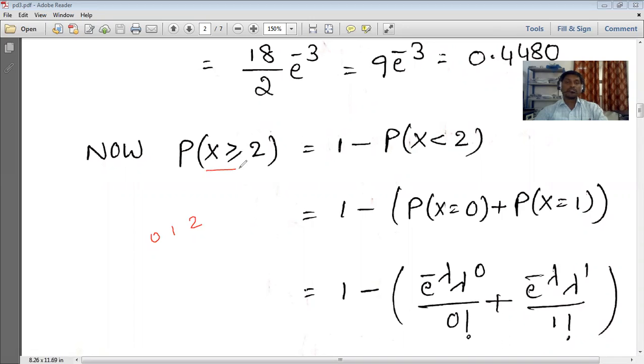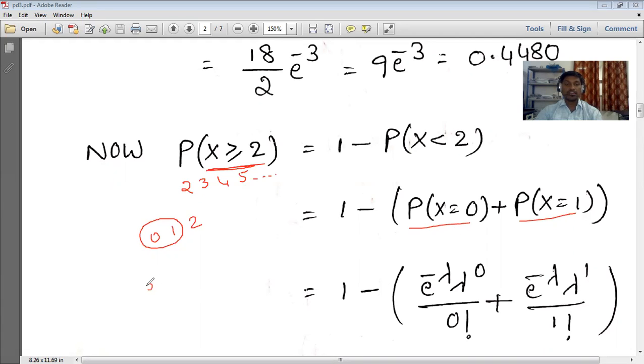So what is the meaning of this one? X greater than or equal to 2 means 2, 3, 4, 5 and so on. Okay, so this is x greater than or equal to 2, and this is x less than 2. So x less than 2 means what are the remaining ones? 0 and 1. So those things we write over here. P of x is equal to 0 plus p of x is equal to 1. So this is equal to 1 minus p of x is equal to 0.